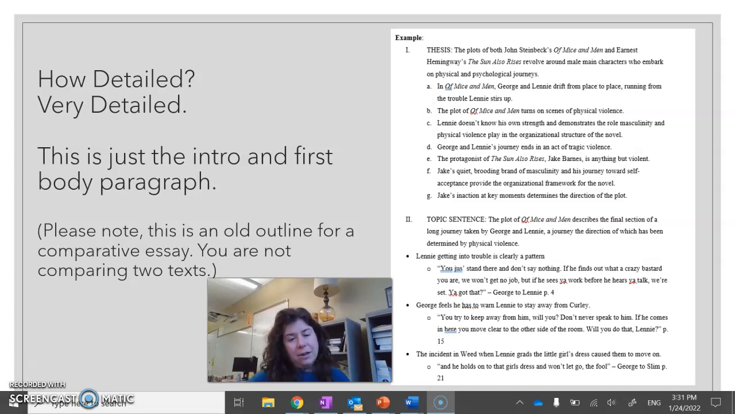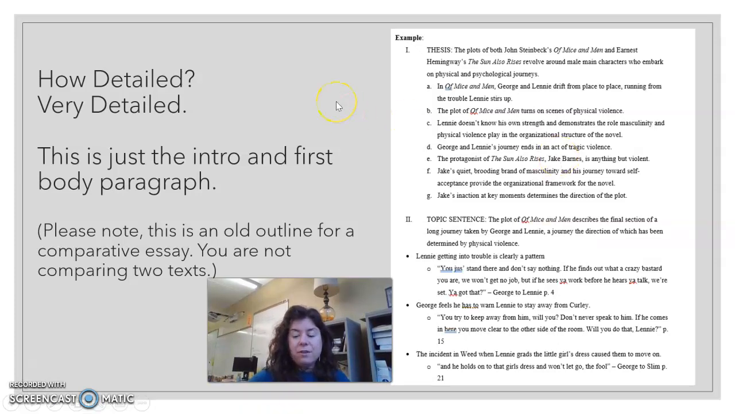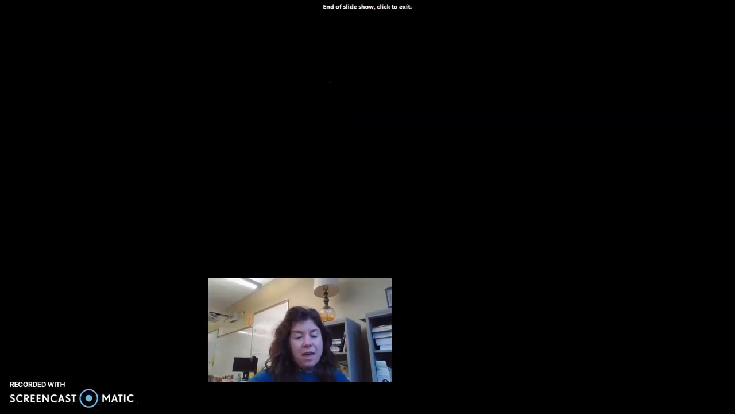This is an old outline for a comparative essay, but you are not comparing two texts. You are just writing about one. Okay, so that is an overview of this assignment. I hope that this has answered some questions and helped you get a sense of what to do for this assessment. I will now, live and in person, field real questions about it, and we will get started. Here we go.